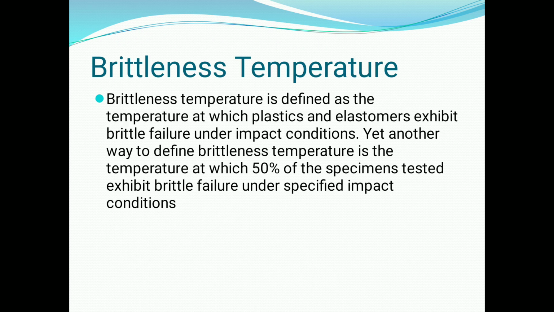Brittleness temperature. Brittleness temperature is defined as the temperature at which plastic and elastomer exhibit brittle failure under impact conditions. Yet another way to define brittleness temperature is the temperature at which 50% of the specimens tested exhibit brittle failure under specified impact conditions. These are the brittleness temperature of a material.